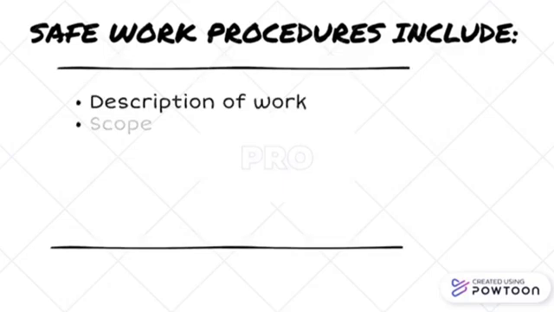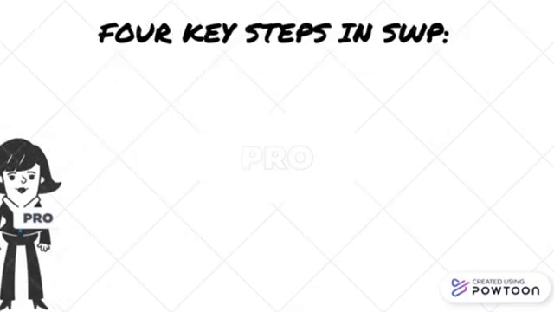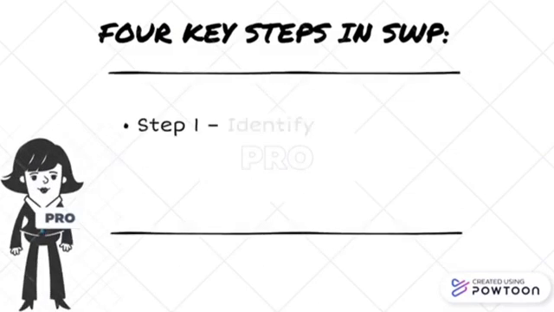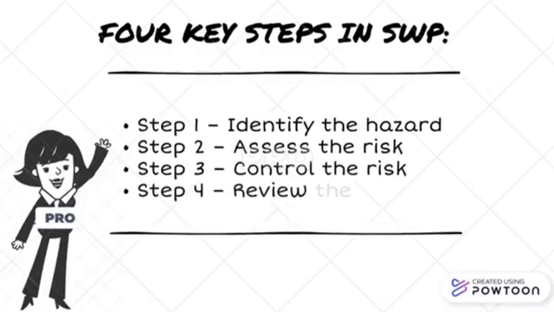Safer procedures include description of work, scope, potential hazards, safety controls, and PPE requirements. There are 4 key steps in safe work procedures: identify the hazard, assess the risk, control the risk, and lastly, review the controls.